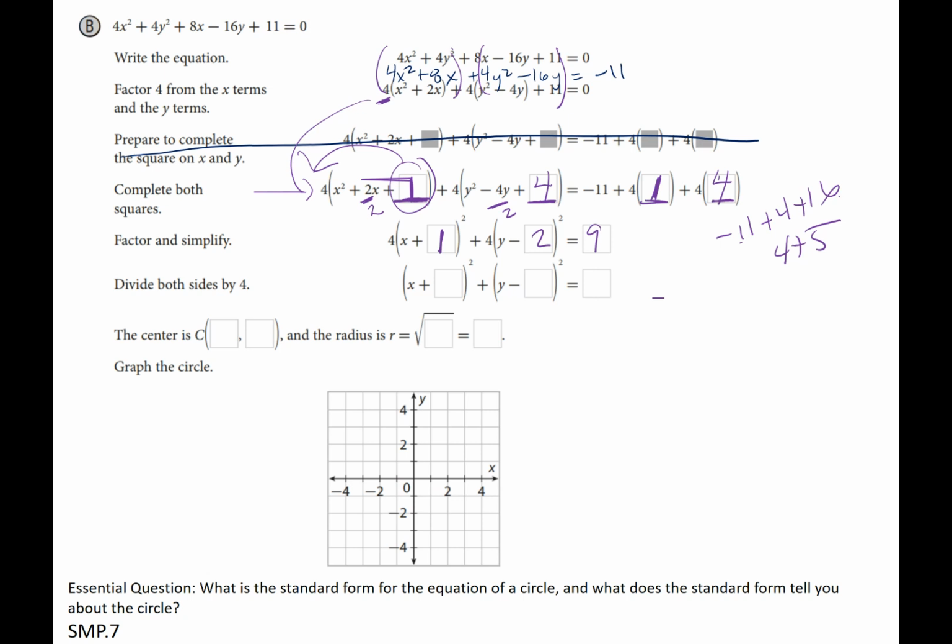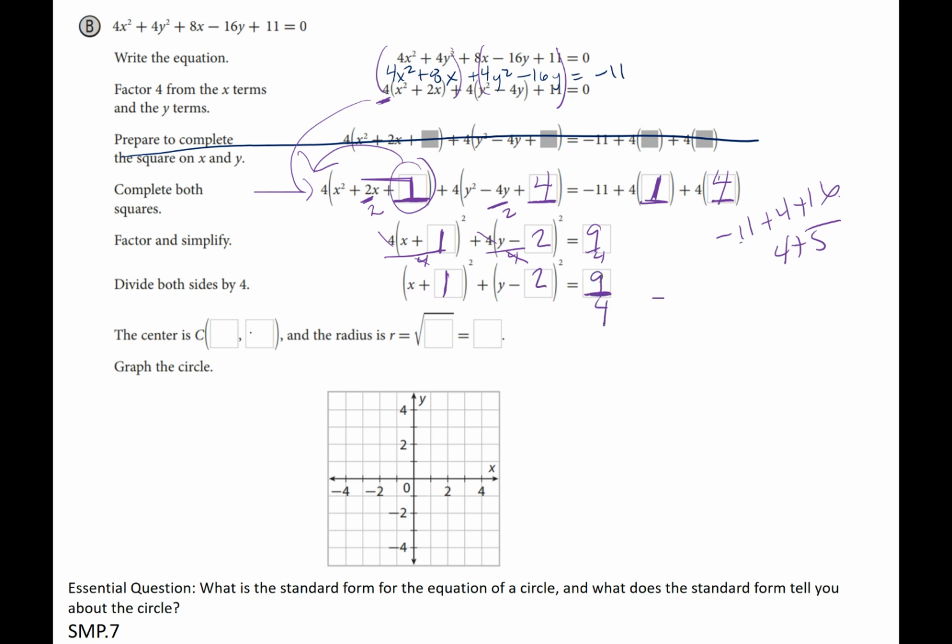Okay. Making sure I did it right. Yep. Okay, so then what they want us to do is divide both sides by 4. So I divide by 4, divide by 4, divide by 4. So these 4s end up canceling, and you get x plus 1 squared plus y minus 2 squared equals 9/4.